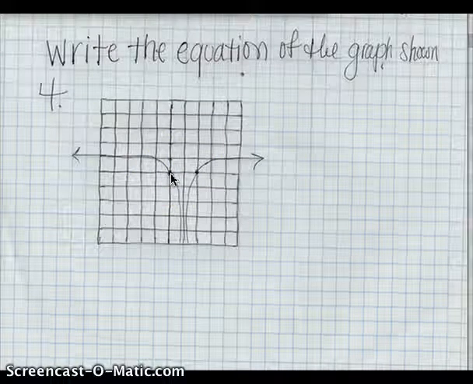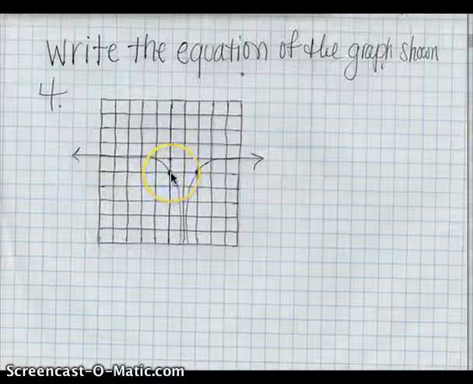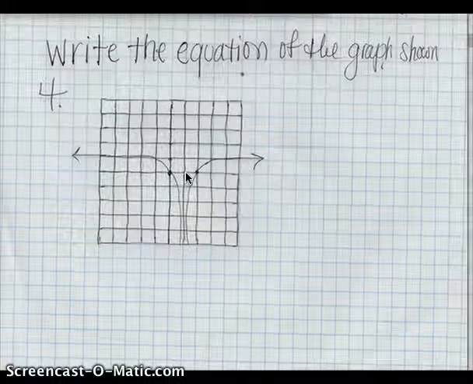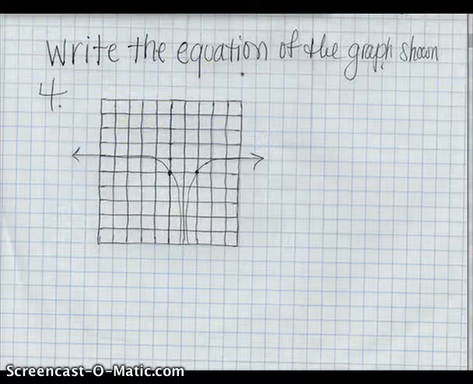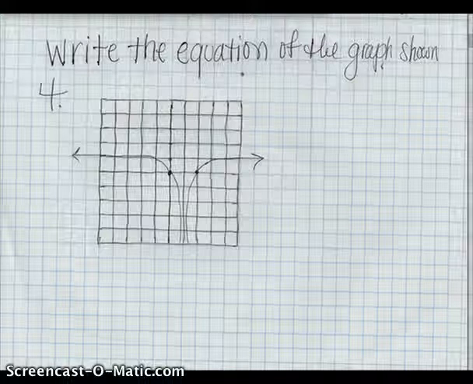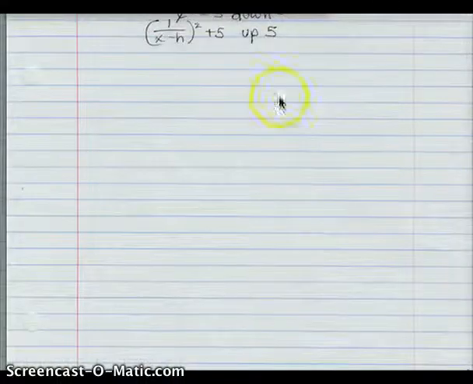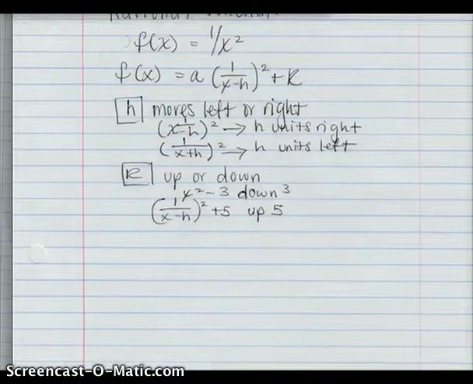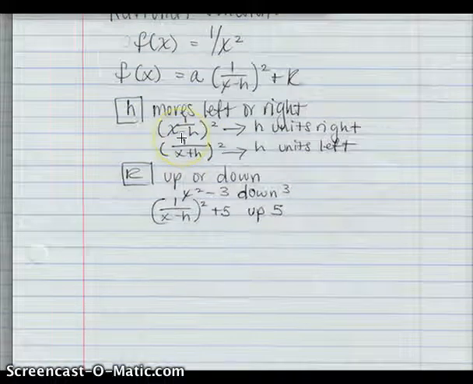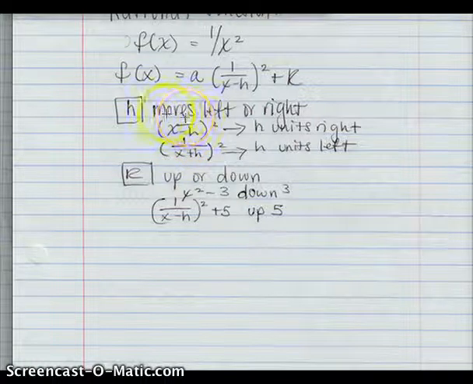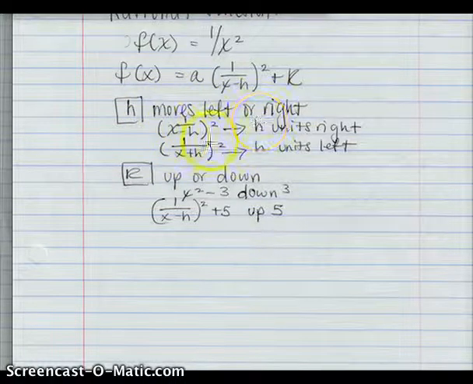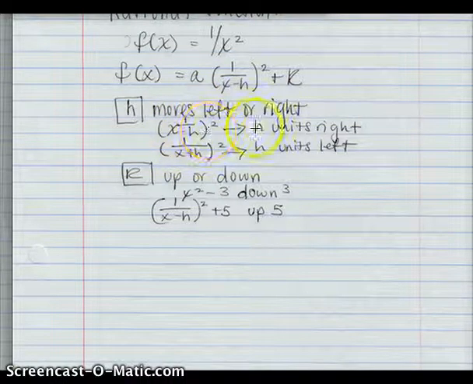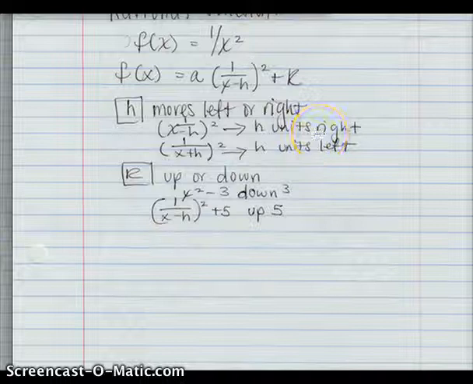Okay, when we're looking back at the graph, we're going to look at how many units the function moved to the left or right. So from the starting point 0, 0, you can see that it moved over 1. So for h, it will be 1 over x minus 1, for 1 unit to the right.